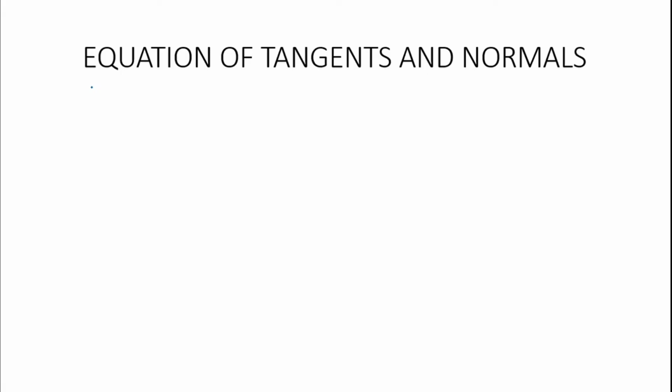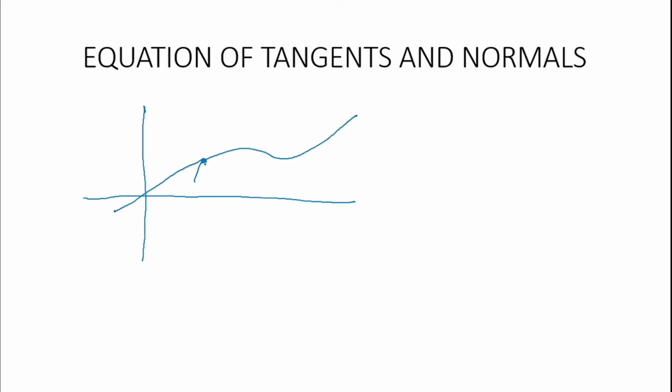We're going to talk about the equation of tangents and normals. Let us assume that this is the graph. If this is the graph of a tangent and normal, we're going to specify this part here, and this is our tangent, and the normal graph is this. So this is the normal at this point. This is the tangent and this is the normal.